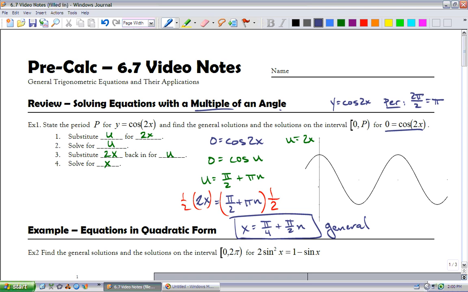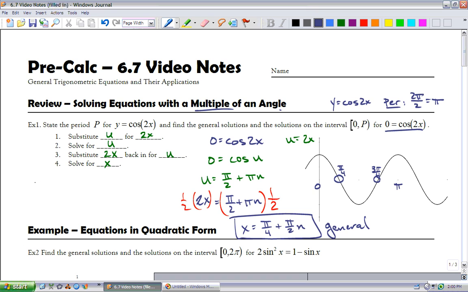And if you think about it, if we consider this 0 and this pi here, you can see that it hits it in those two places. This would be pi over 4. And if we add pi over 2 to that, this would be 3 pi over 4. Okay? And so here's the general solution.